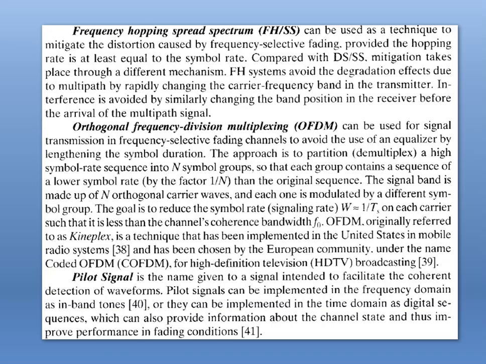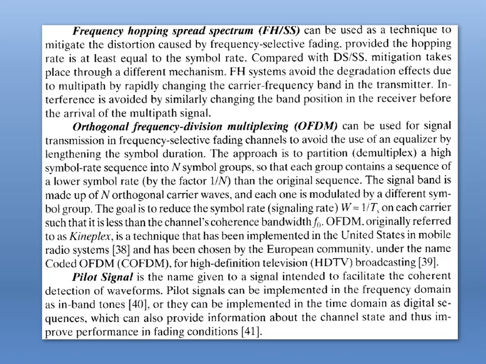And the last one is the pilot signal. Pilot signal is a name given to the signal intended to facilitate the coherent detection of waveforms. Pilot signals can be implemented in the frequency domain as in-band tones, or they can be implemented in the time domain as a digital sequence, which can provide information about the channel state, thus improving the performance in fading conditions. So these are the methods we use as mitigation to combat frequency selective distortion.